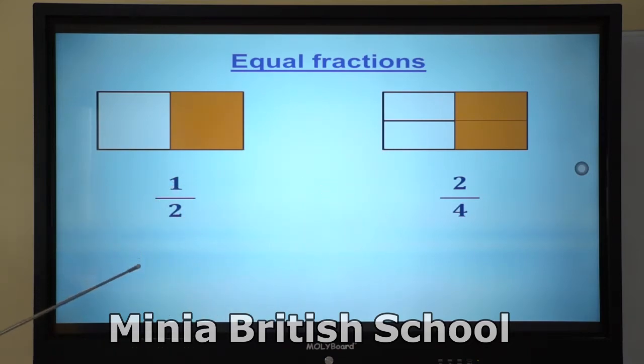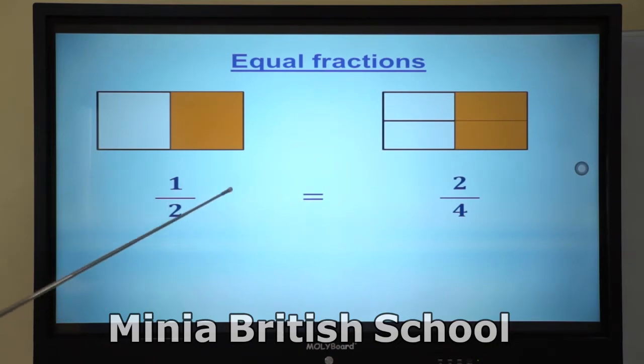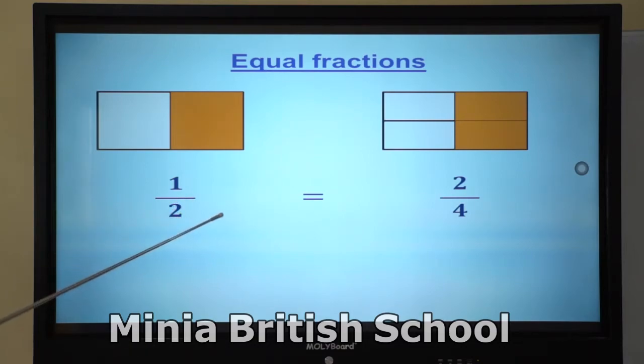So 1 over 2 here is equal to 2/4. Look at the two numerators. Here I have 1 and here I have 2. 1 became 2. So I multiplied 1 by 2, times 2 for the numerator, it will be 2. And you have to multiply the denominator also by the same number, times 2, so it will be 4.